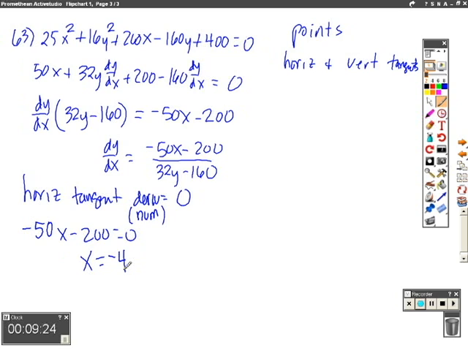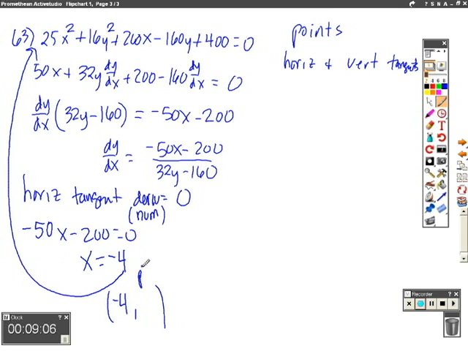Now to get the corresponding y value, we would take negative 4, and this time we're going to have to go back into the original to get the corresponding y value, because we don't have a line or a curve that it's intersecting. So go back to the original. Now to get the vertical tangent, we're going to do exactly the same thing.